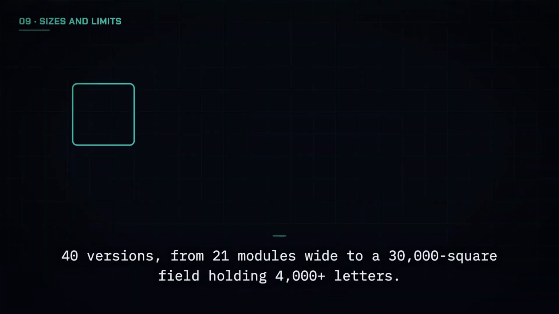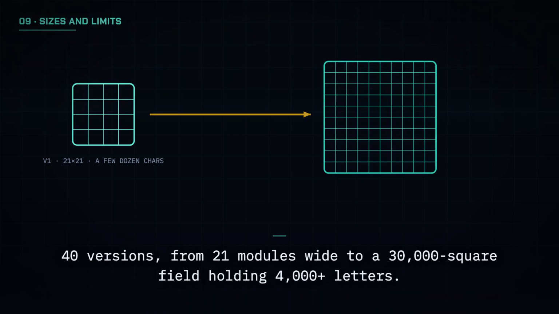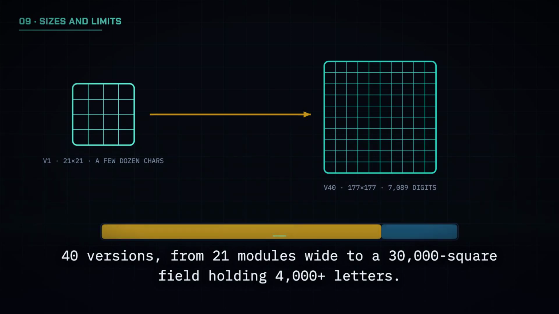How much fits inside? QR codes come in 40 sizes, called versions. Version 1 is 21 modules across and holds a few dozen characters. Version 40 is a dense field of 30,000 squares, holding over 4,000 letters, or 7,000 digits. There is a trade though. More error correction means fewer squares left for your message. Designers pick the balance. A poster in a clean office needs less armor than a sticker on a rainy street pole.